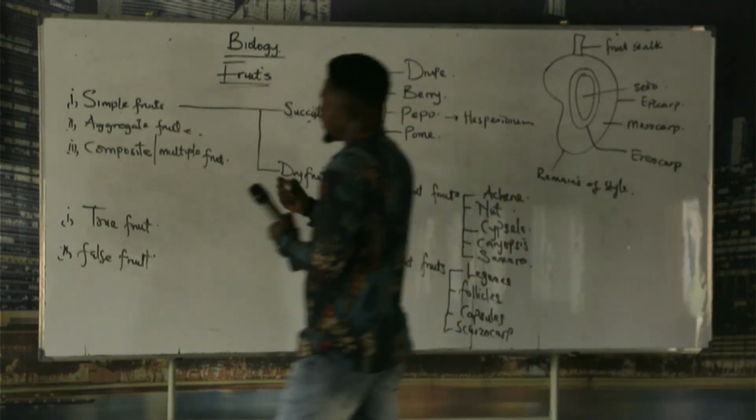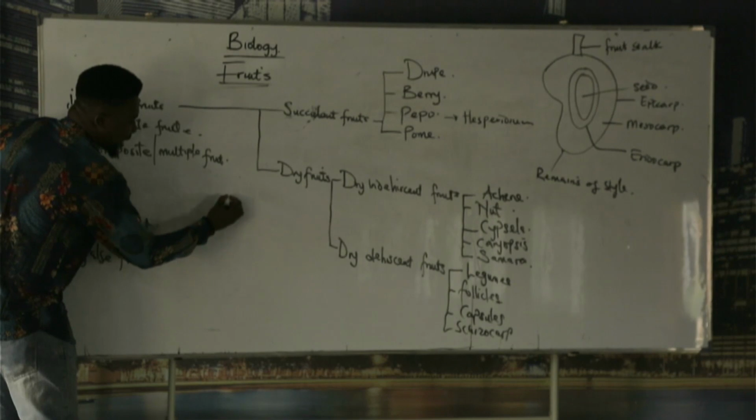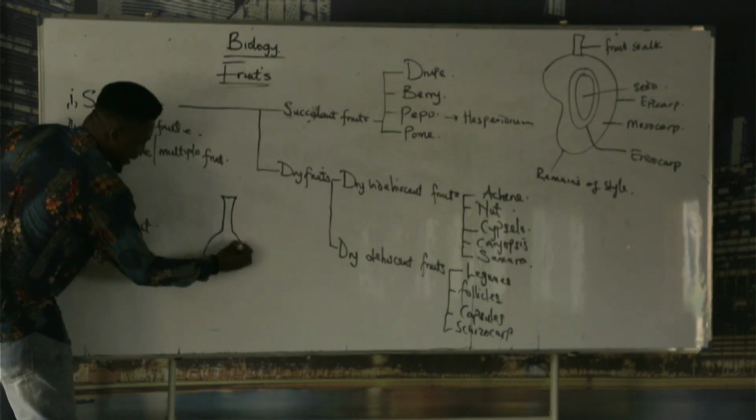Okay, let's look at it this way. Now you already know that this is the diagram of a fruit. I know the back sitters cannot see me.